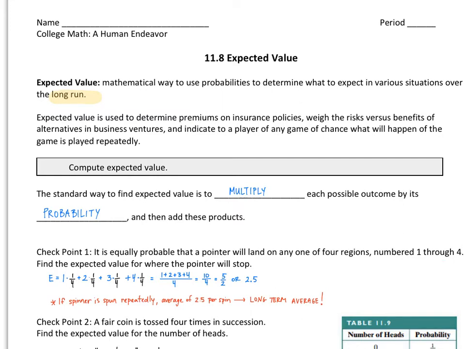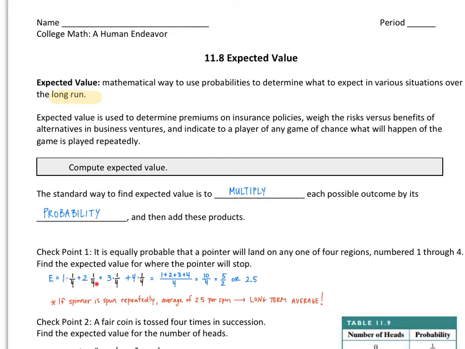To find the expected value, we're simply going to take 1. If it lands on 1, what's the probability? 1/4. So this is our outcome, and this is the probability. And then we're going to add it to the outcome of 2 times its probability, so 1/4 is the probability of landing on a 2, plus 3 times its probability, so 1 out of 4 chances we land on a 3, plus 4 times 1/4. So the probability of landing on a 4 is 1 out of 4.